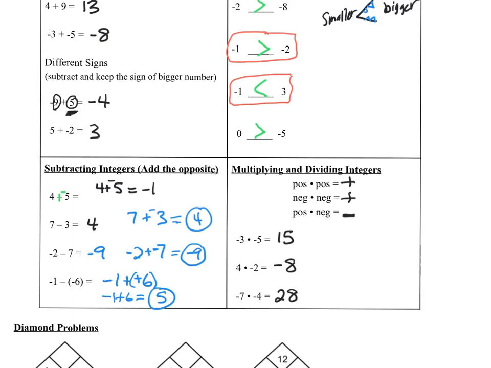We didn't do the two positive number example, because that's pretty straightforward. You've been doing that forever, but like 3 times 5 is obviously 15. They're both positive, so you get a positive answer.